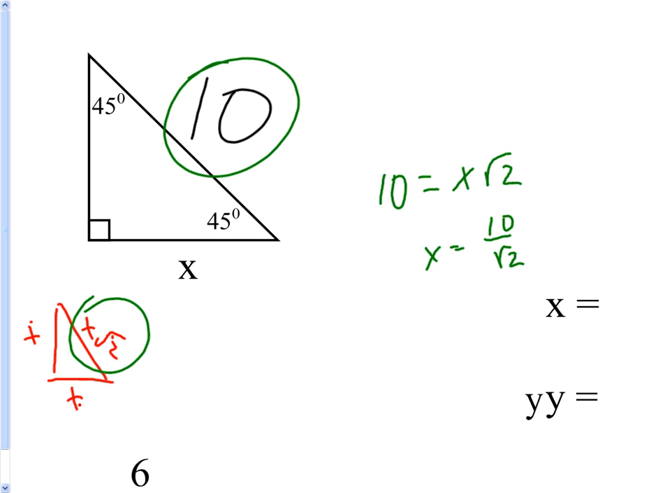So that means if this is 10, then x, which goes over here, is 10 over the square root of 2. The only problem is you're not allowed to write 10 over the square root of 2. You know why? Because you're not supposed to have a square root in the denominator. Do you remember that? So if I have 10 over square root of 2, this is called rationalizing the denominator. You're supposed to not have square roots in the bottom.